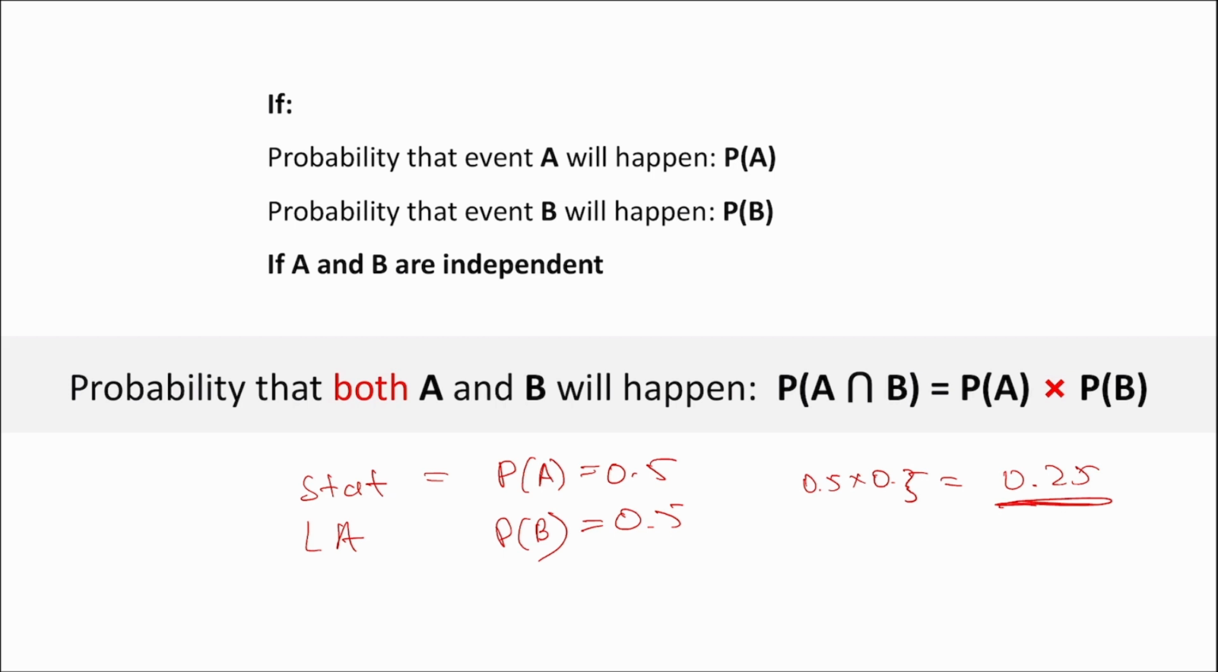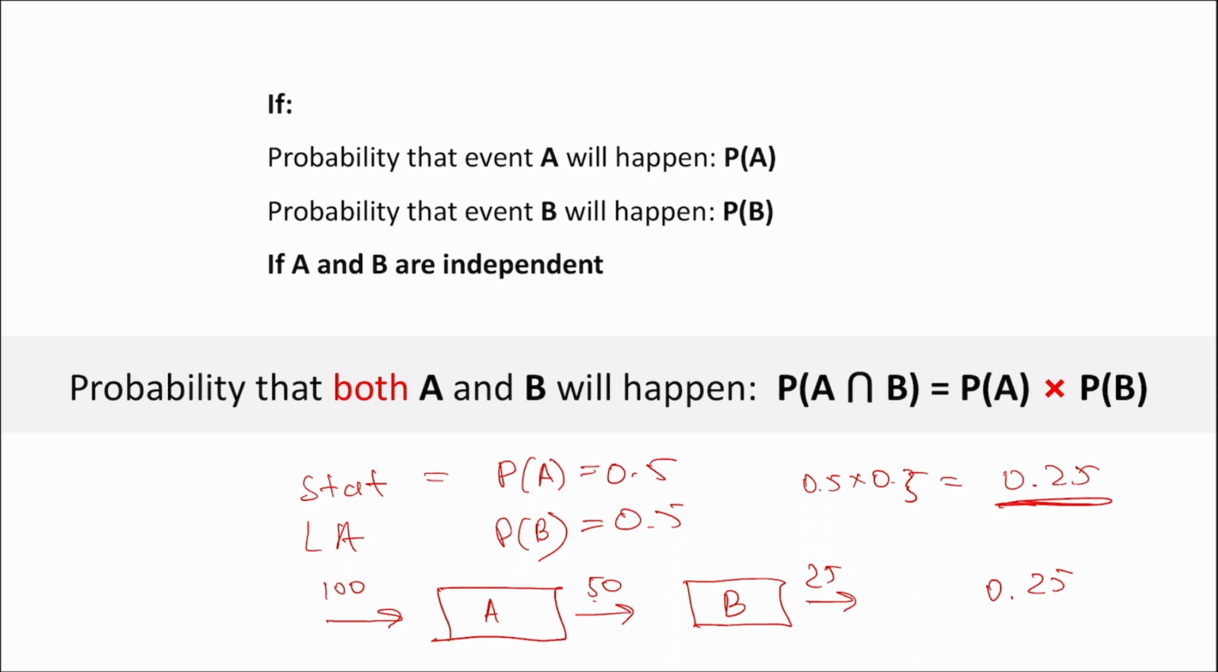How can you think about this? You can think about this as a filter. First, you have 100 students here, and because the chance to pass the first exam, the statistics exam, is 50%, you will have only 50 students who pass the exam, in theory. Now they will go to the second exam, linear algebra. The chance is also 0.5, but now it's 0.5 of 50. So you will have 25 students. So 25 out of 100 gives you exactly the probability of 0.25. Okay.